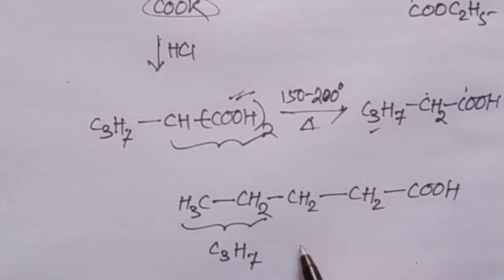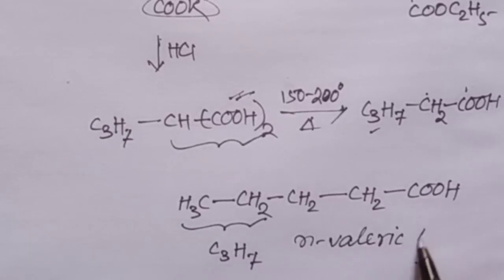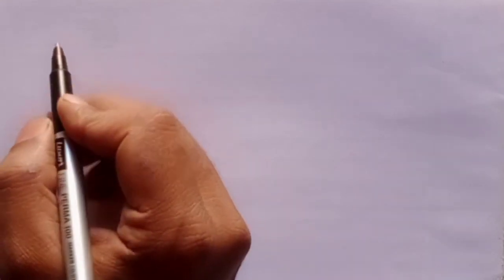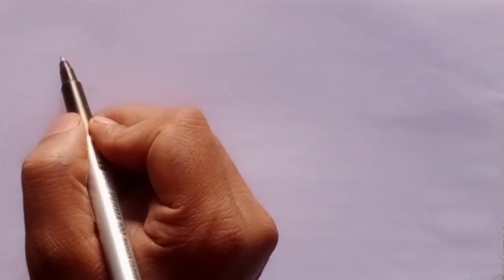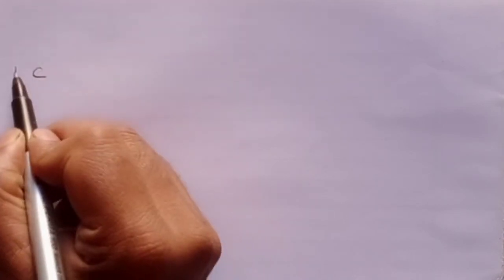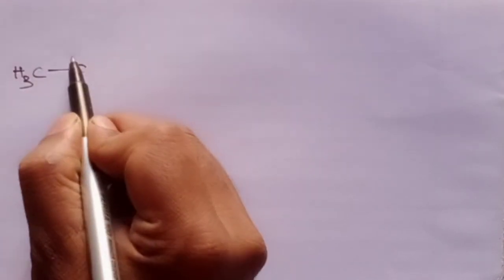So this is called n-valeric acid, which is actually pentanoic acid. Methane, ethane, propane, butane, pentane, that is the pentanoic acid. There is an equation to prepare crotonic acid from ethyl acetoacetate. So let's go to prepare crotonic acid.